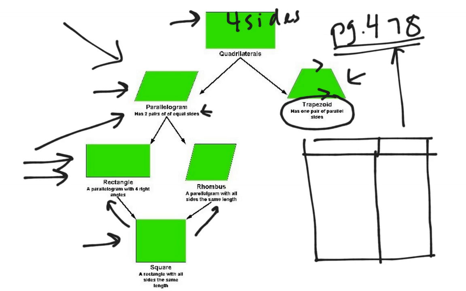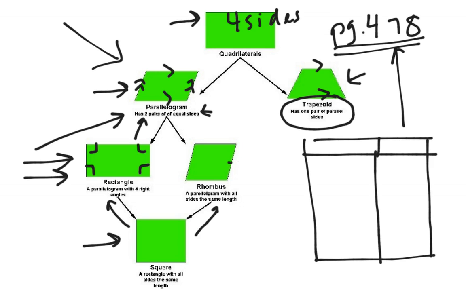A parallelogram has 2 pairs of parallel sides, so that's a single arrow and a double arrow. A rectangle is a parallelogram with 4 right angles. In order to be a rectangle, you have the properties of a parallelogram, but also 4 right angles. And you can see the parallelogram is slanted. It doesn't have the right angles.